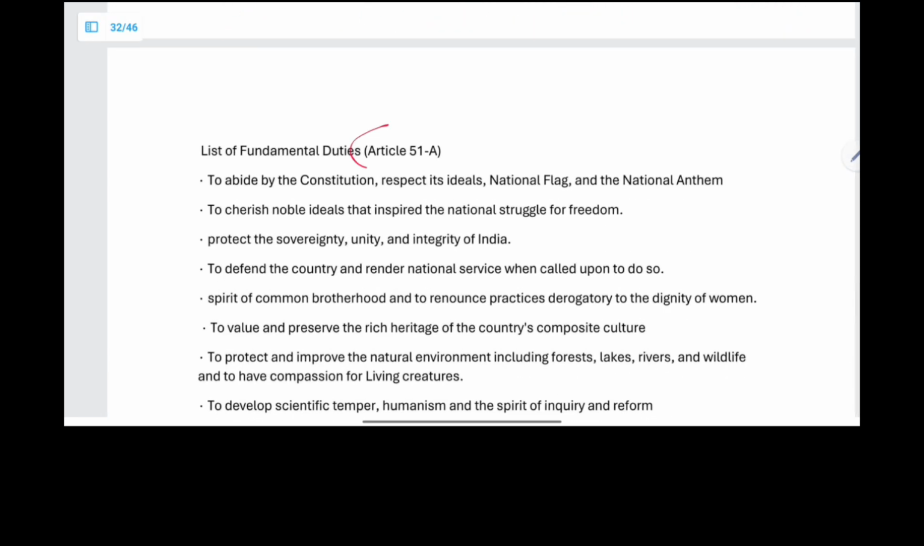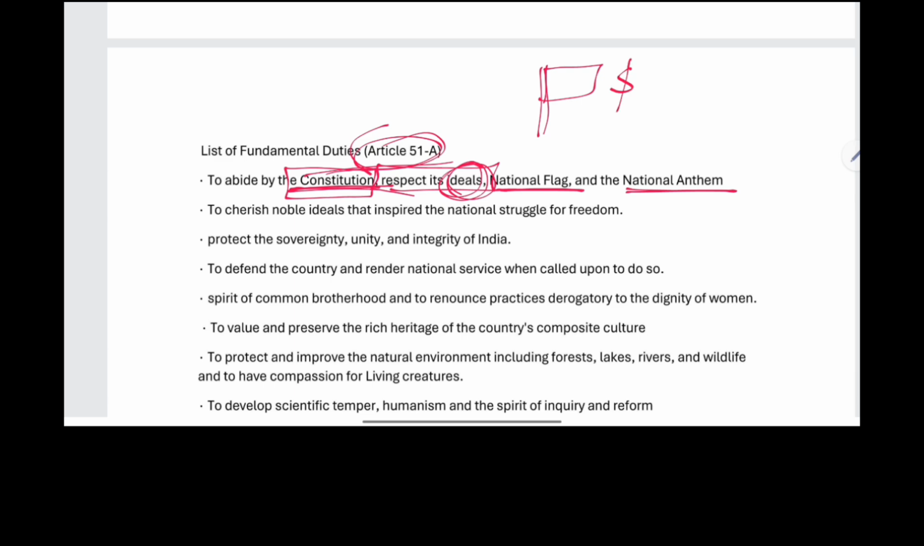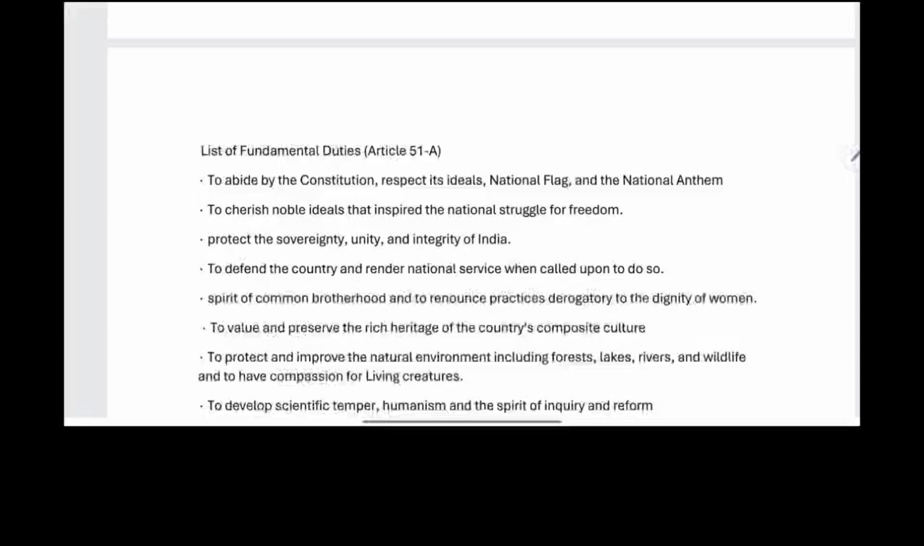Now, what is the list of the fundamental duties? The first is to abide by the Constitution, to respect the ideals of the Constitution, the national flag and the national anthem. We have a flag and we have a song, the national anthem. The national anthem and the national flag must be respected.